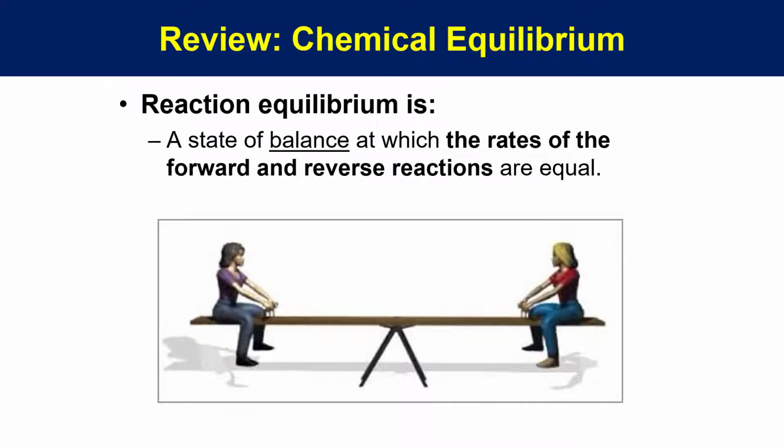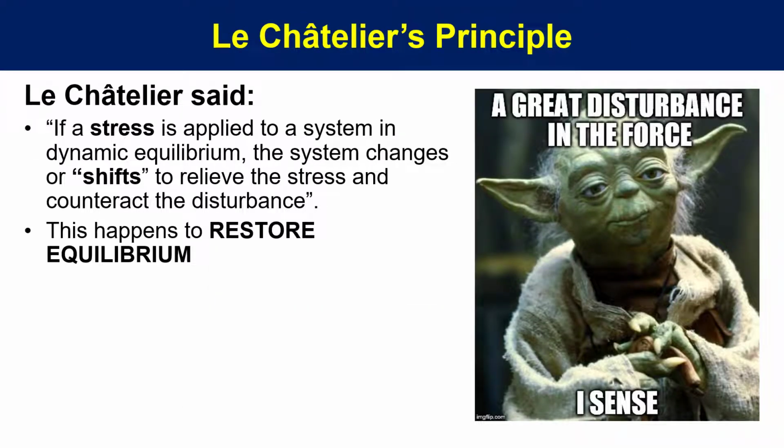To remind you of something we learned in our last video, chemical equilibrium is a state of balance at which the rates of the forward and reverse reaction are equal. You should also remember, when you have a reaction that reaches chemical equilibrium, the concentrations become constant. Why? Because the rates of the forward and reverse reaction are equal, so the concentrations are never changing. With that said, let's get into Henry Le Chatelier.